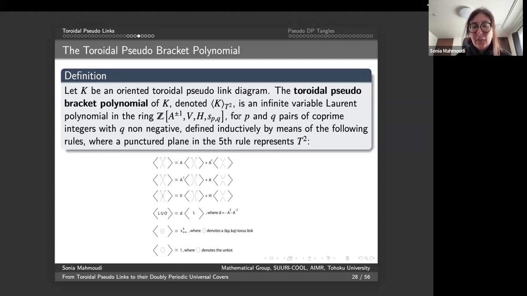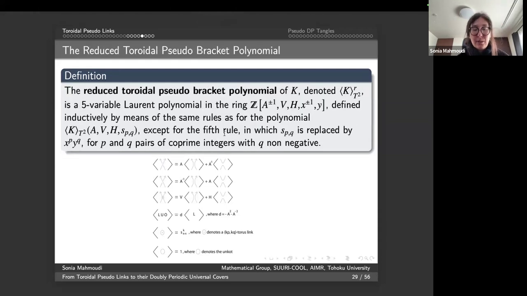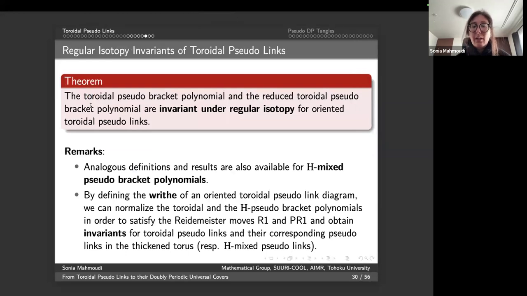Eventually, with this new variable S_PQ, since we consider every possibility of torus knot, we have infinitely many variables, which can be a bit hard to consider. So we suggested a reduced version where this time S_PQ is replaced by x to the power p and y to the power q, where p and q still represent the torus knot and the winding of the component in the state diagram. So we are reducing the polynomial not to an infinite-variable polynomial, but only to 2 variables, which can be quite interesting. It can be proved that it is invariant under regular isotopy.